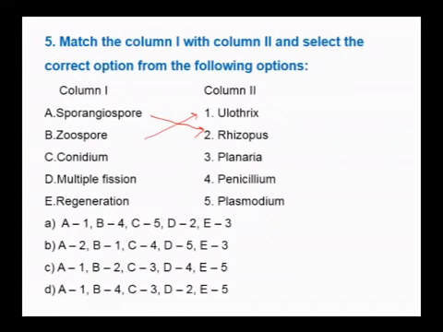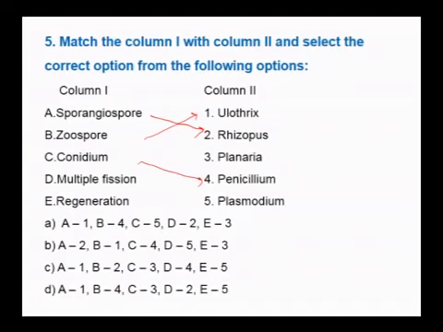Conidia are immotile spores which are formed in penicillium, which belongs to ascomycetes, and even in deuteromycetes the asexual reproduction takes place by conidia, where you don't find sexual reproduction. Therefore deuteromycetes are also called fungi imperfecti. So conidia goes with penicillium.